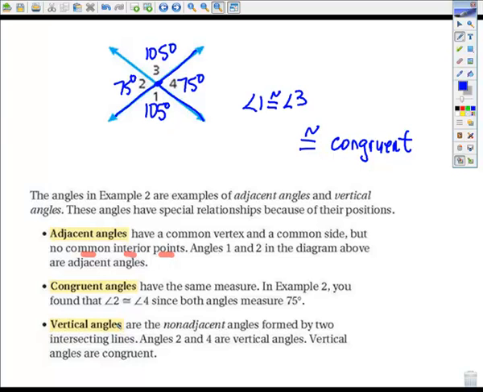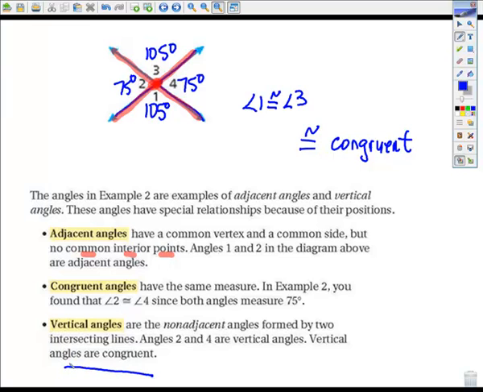And lastly, we have vertical angles. They're not adjacent, so they don't share a side, but they do share a vertex. So if we look at this, here's a common vertex, and they don't share a side. If I look at angle 3, it shares a vertex with 4 and 2, but they also share sides. So angle 1 has to be vertical to angle 3. And you can see in the picture also, angle 2 and 4 are vertical. They only share a vertex. And it just so happens vertical angles are congruent.